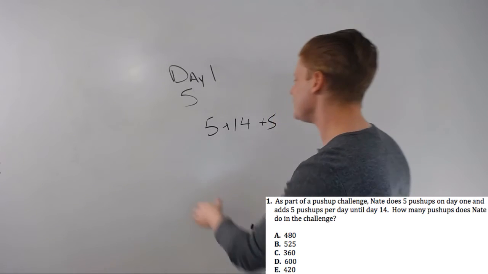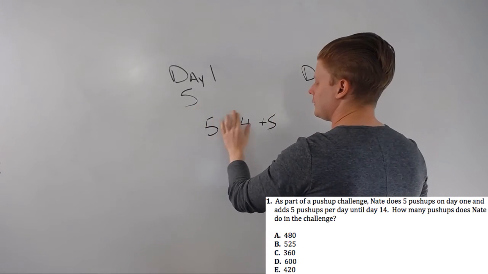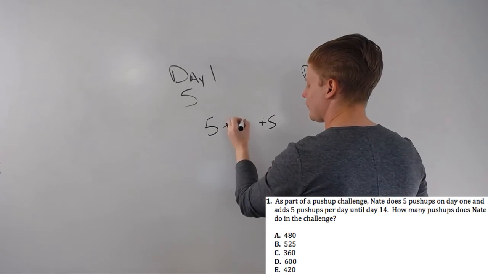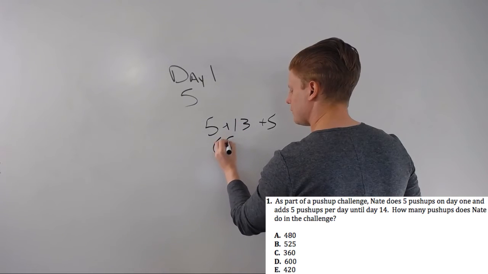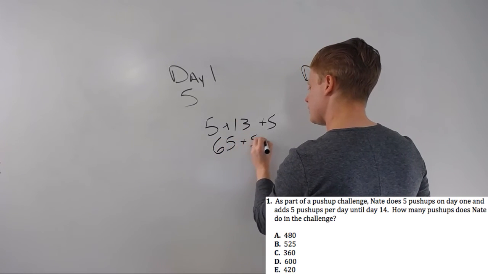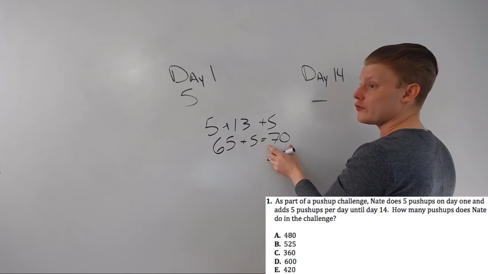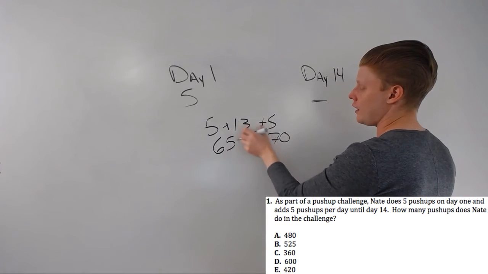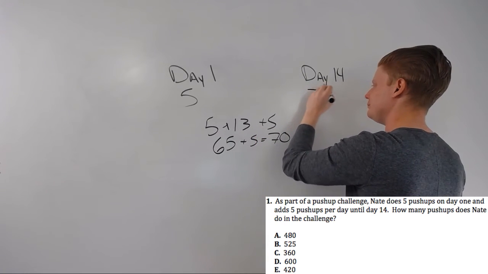Okay. Now let's go ahead and do this. So instead of 5 times 14, we got 5 times 13 plus 5. 5 times 13 is 65 plus 5. That'll give me my last day. Or the number of increase total is 5 times 13. Then I add the 5, and that gives me my last day is 70.